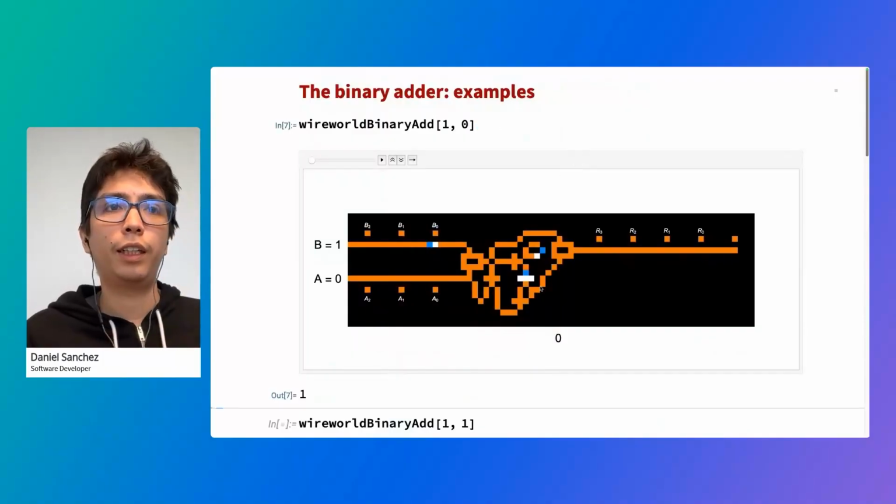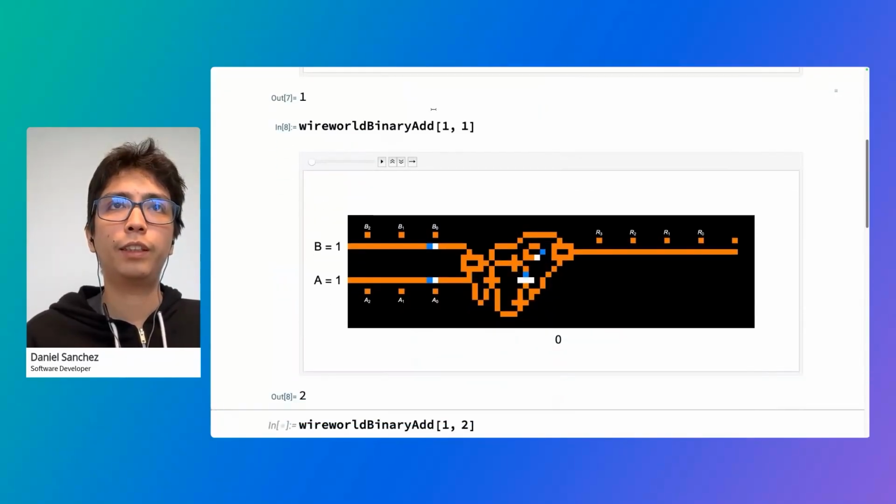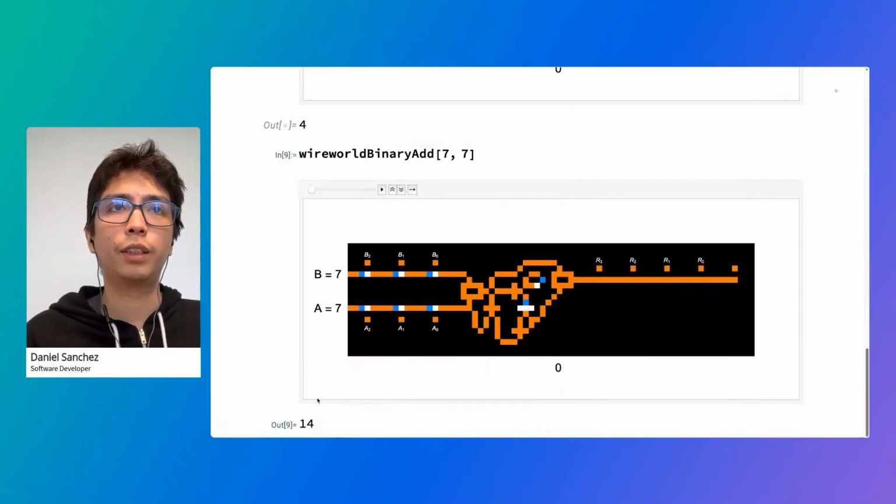So yeah, I can do the worst binary adder, the most inefficient one, but it outputs the correct thing. 1 plus 1 is 2, 7 plus 7 is 14. And you can see here the simulation of this.